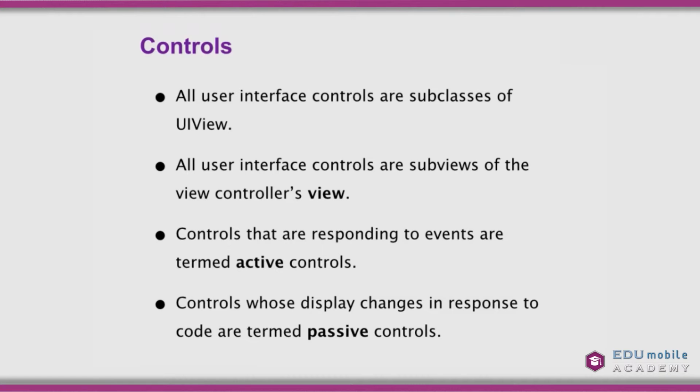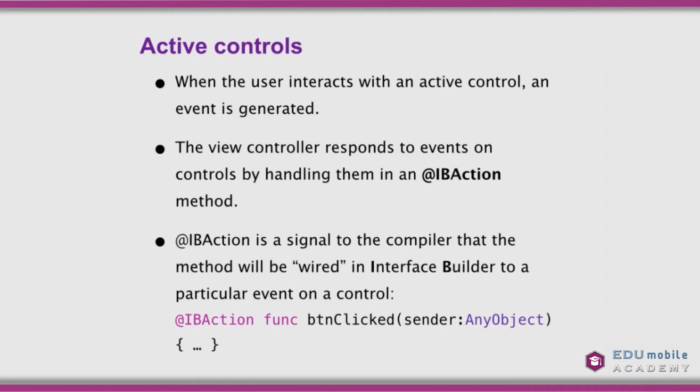But passive controls either just sit there and display information, or they can only change. They don't do anything when they're tapped or interacted with, and they can only change in response to code. So that's kind of the distinction there between active and passive controls. And we will see as we go through the course that sometimes an active control, what we think of as an active control like a button or something, can be acting passively in terms of what we have to do with the code.